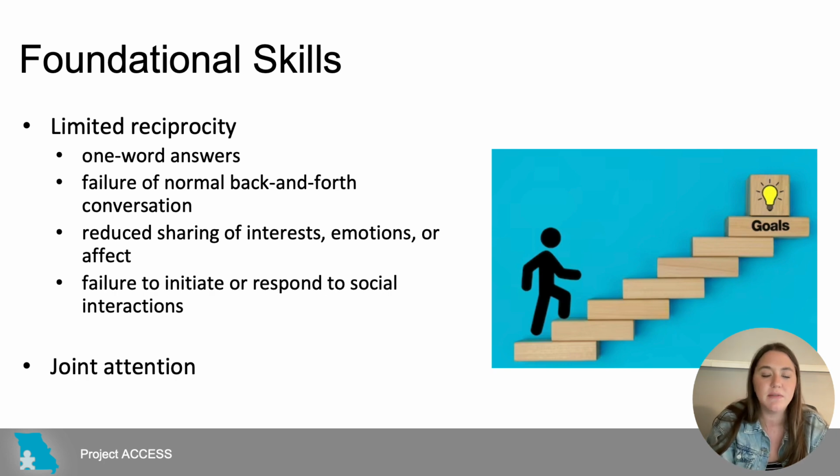Joint attention therapy focuses on improving specific skills related to shared attention, such as pointing, showing, and coordinating looks between a person and an object.